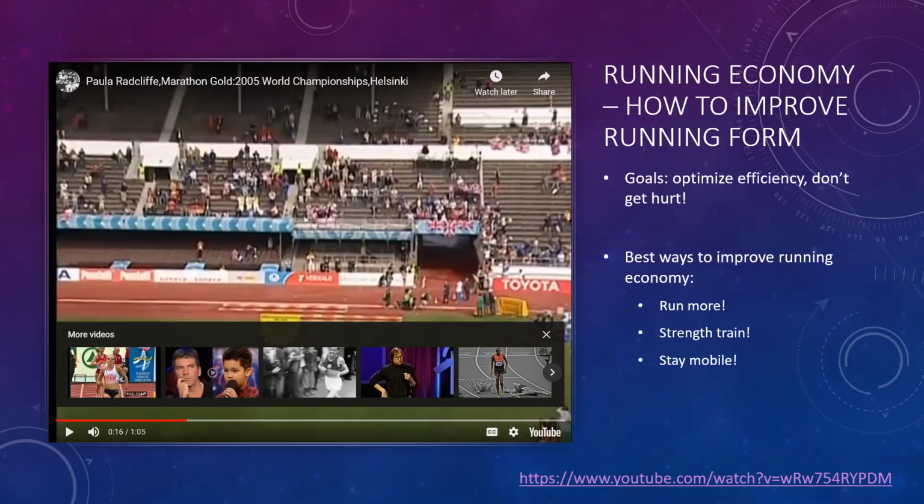So the best way to improve running economy, how efficient you are, is to run more, to strength train, and to stay mobile. Because even though Paula Radcliffe had this head bob and her high shoulders and stuff, where she's putting her weight is still very, very good. She's still very mobile. She's very stable, and she ran a ton. So that's made her very efficient. So it may not look like how you think it is, but her running economy is actually excellent.